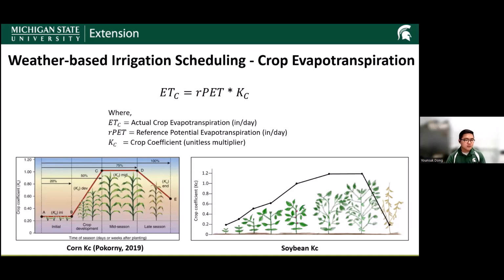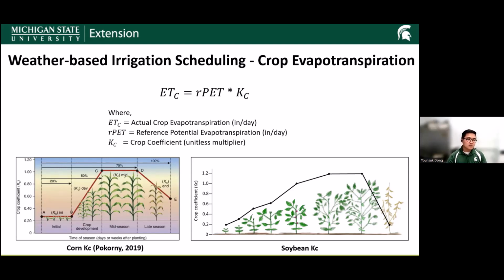That reference is based on 4-inch grass and well-drained soil, well watered, and unshaded, so it's perfect condition for growing the grass, and that is the reference value. And we don't grow grass, right? We grow corn and soybeans. So what we need to do is multiply the number by the crop coefficient, which is Kc.